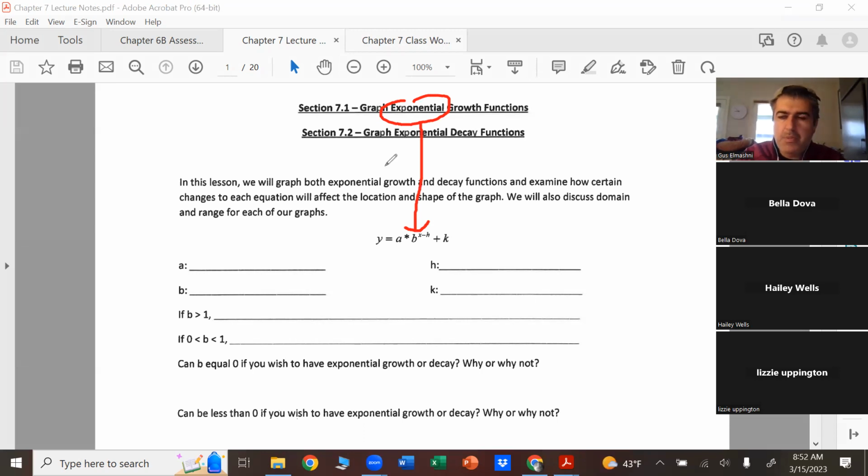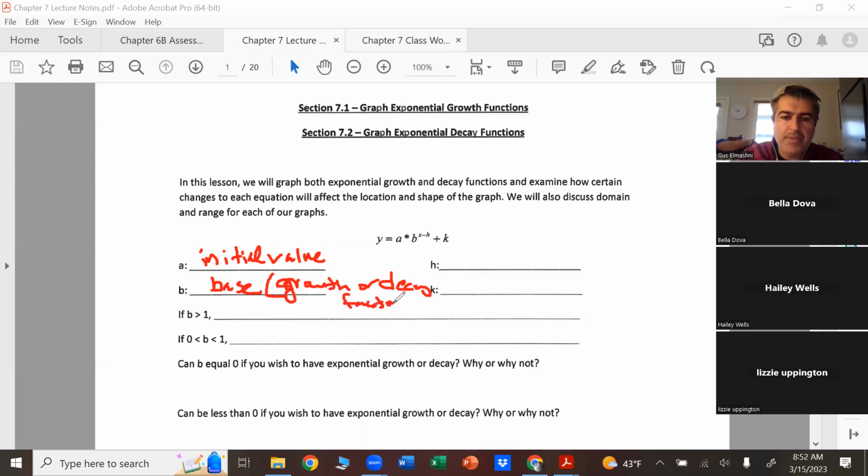So first off, let's explain what a, b, h, and k represent. A is what we call the initial value. B is what I call the base. Also could be called growth or decay factor. That's a G, by the way. Sorry about that. Could also be called growth or decay factor. And I'll explain that in just a couple minutes.